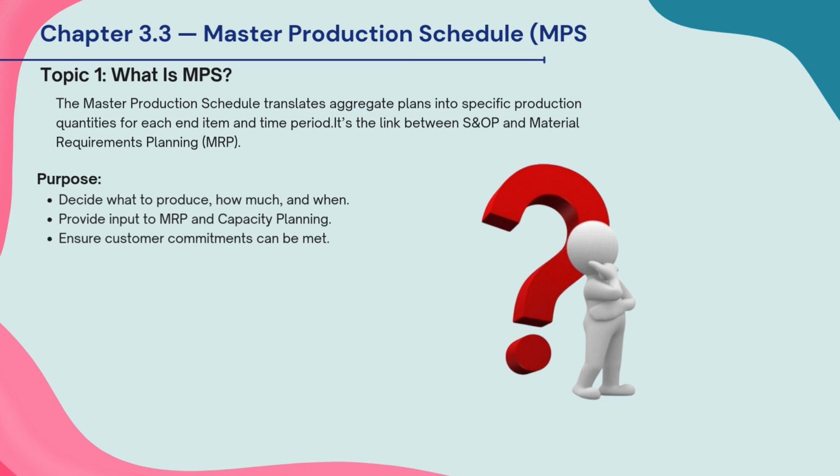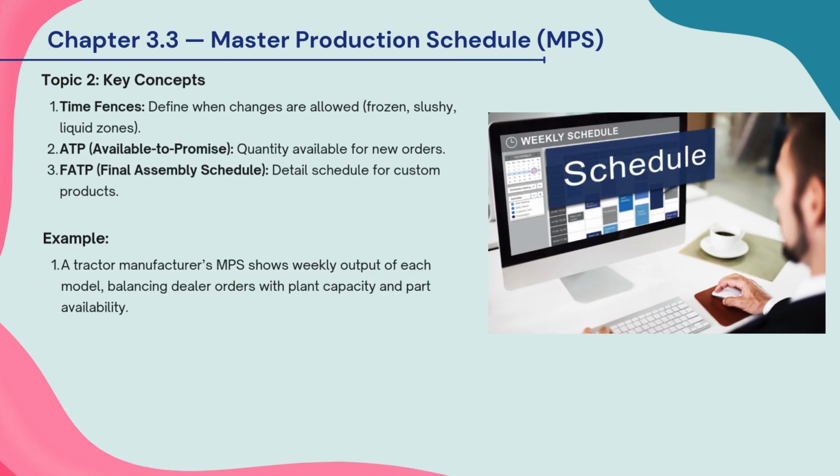What is MPS? The Master Production Schedule converts the high-level aggregate plan into specific production quantities for each product and time period. It acts as the bridge between S&OP and MRP. The purpose of MPS is to decide what to produce, in what quantity, and when. It also provides essential input to MRP and capacity planning and ensures that the company can meet customer delivery commitments reliably.